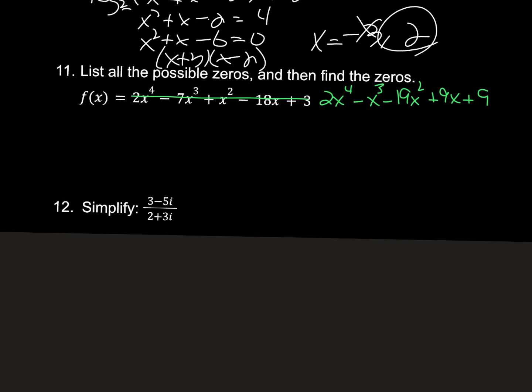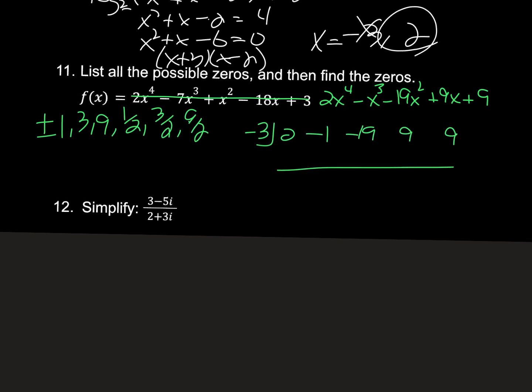Okay, so let's say list all the possible ones. Possible plus or minus the factors of the last number over factors of the first. So it'd be 1, 3, and 9, 1/2, 3 halves, 9 halves. Now what we're going to do is we're going to punch this in our calculator and find one that works. And it looks like maybe -3. So I'm going to take the -3, plug it in the box here, and go to -1, -19, 9, and 9. Bring the 2 down, multiply, add, multiply, add, multiply, add, multiply, add.